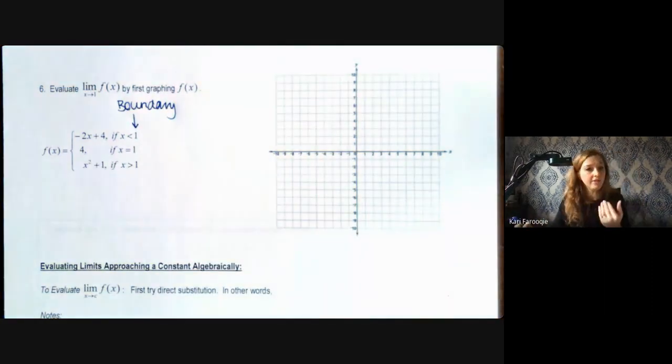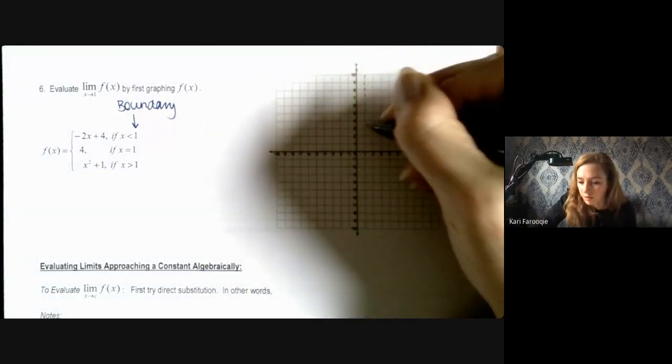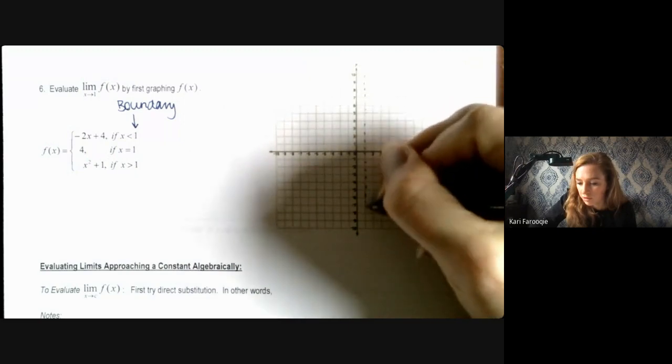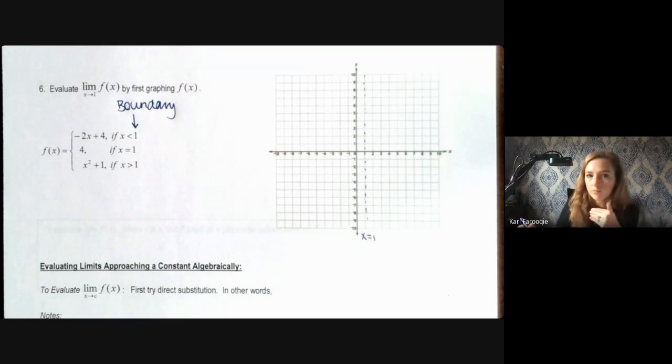So if you would like to make a dashed line at 1, just so you know where your cutoff is, you can. It's not like an asymptote or anything, but like I said, I just like to have this on here just so I remember that I do have this boundary. So this is x equals 1, and that's where my function is going to cut off and switch to another one. Now, if I were you, I would do the easiest thing first.